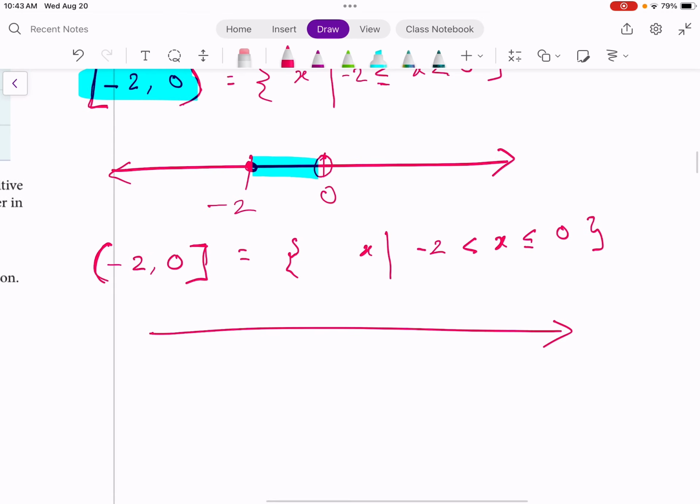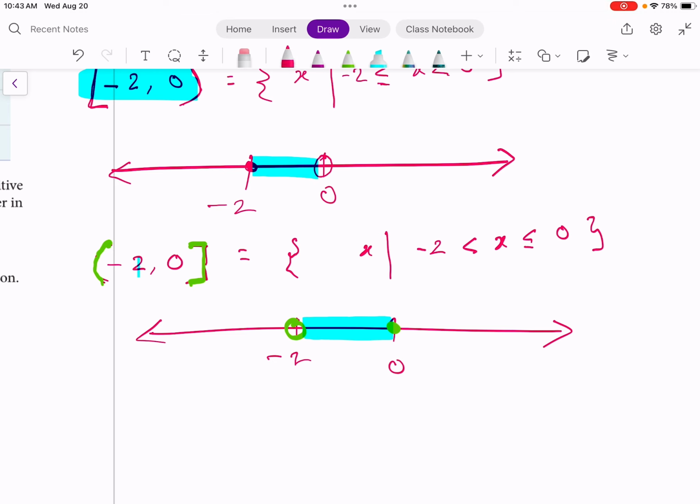In a number line, we have a -2 here, we have a 0 here. At -2 there is a parenthesis, it means open circle. At 0 there is a bracket, so closed circle. And the numbers in between -2 and 0 are this part, so you have to shade this part. So this is a graph for this set notation.